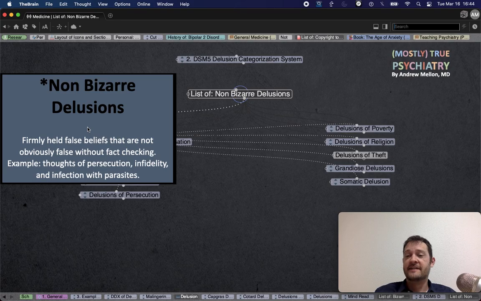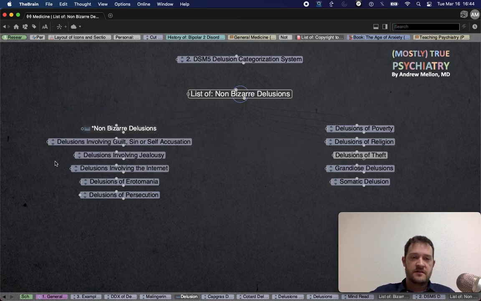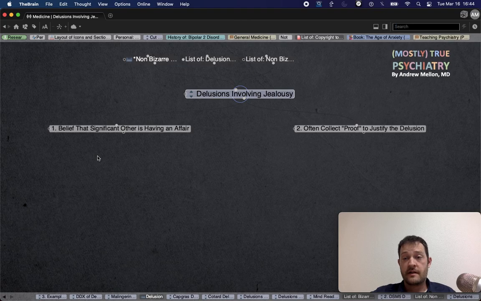We say it's a firmly held false belief that is not obviously false without fact checking. If they tell you everybody's the same person and they stole my body and the internet controls you, it's just a delusion. It's pretty bizarre and doesn't fit anybody's culture. But if they're saying their spouse or significant other is cheating on them all the time, then it's not obvious that's false until you look for it.